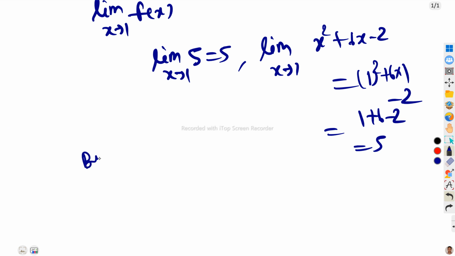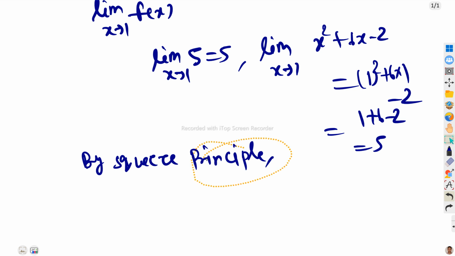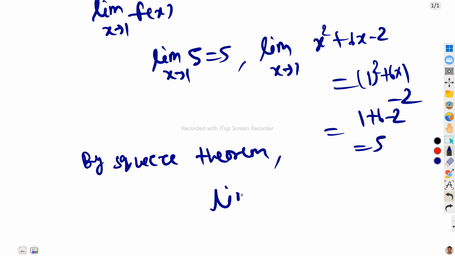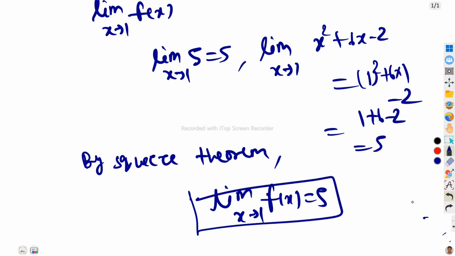So by the squeeze theorem, the limit as x tends to 1 of f(x) equals 5. Thus we have solved some problems. So thank you.